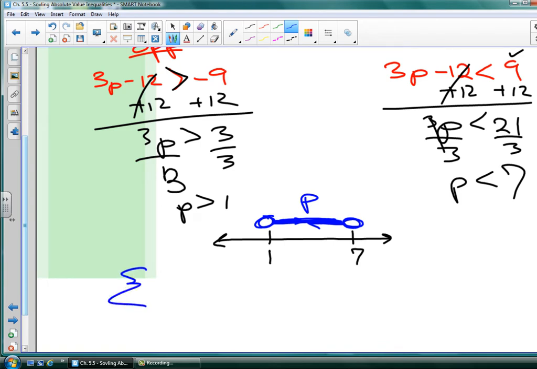So now when I write it in set builder notation, p such that, it's a little bit easier for me to write this. I know that 1 is one of the numbers. I know that 7 is the other. I know my variable has to end up on the inside, and I know that 1 is less than p, and I know that p is less than 7, with my fancy brackets.